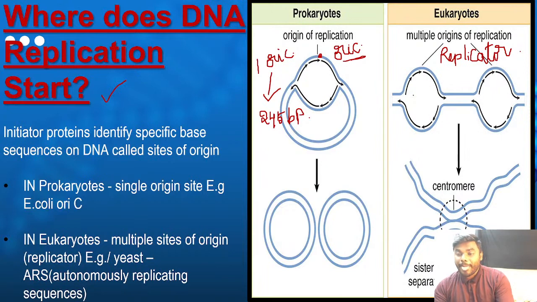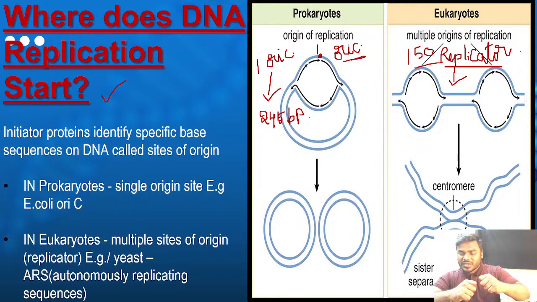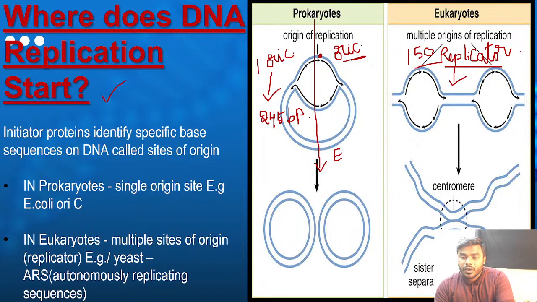Now listen to me carefully. How many replicators are present? Here replicator and ORC are the same, but in eukaryotes we use the word replicator. I have clearly said that in prokaryotes there is only one ORC. My friends, in eukaryotes, all of you listen, 150 replicators are present. Not one or two, 150 replicators, because our DNA is a very long DNA molecule. All of you listen, friends. However, we take the best example for the prokaryotic organism, E.